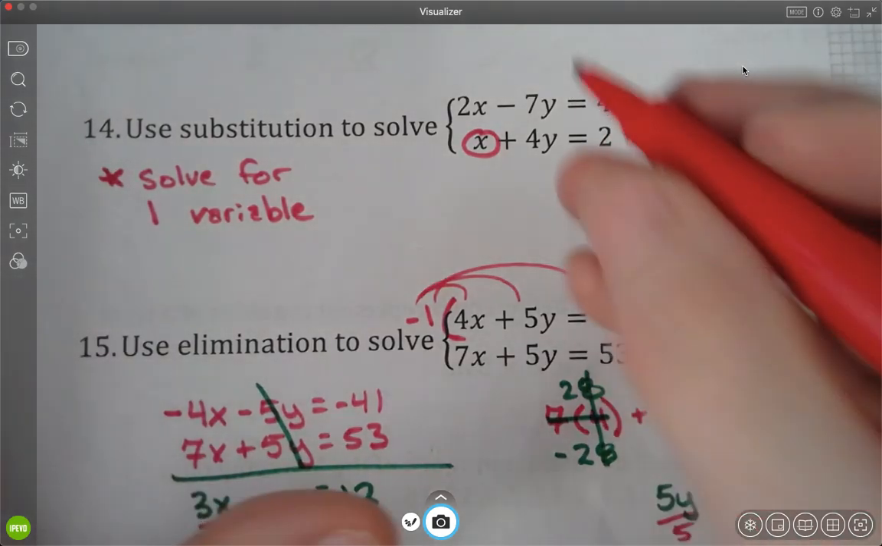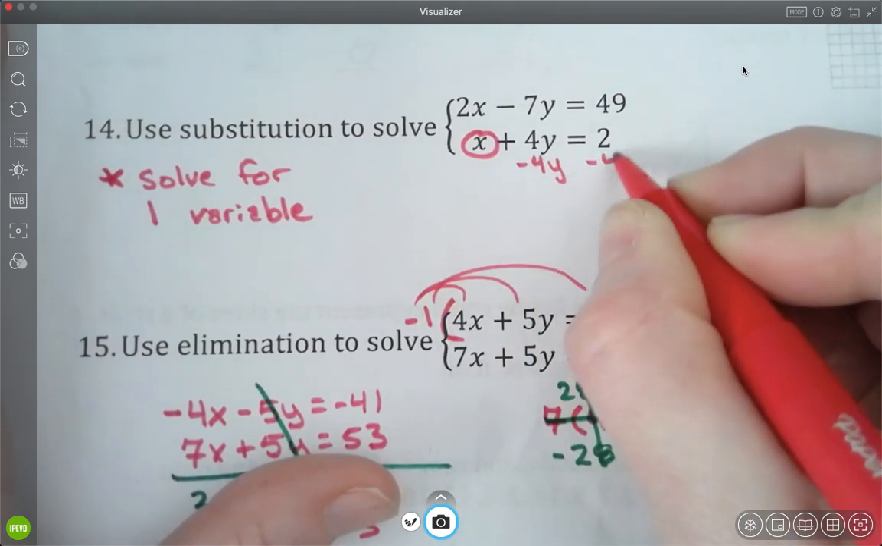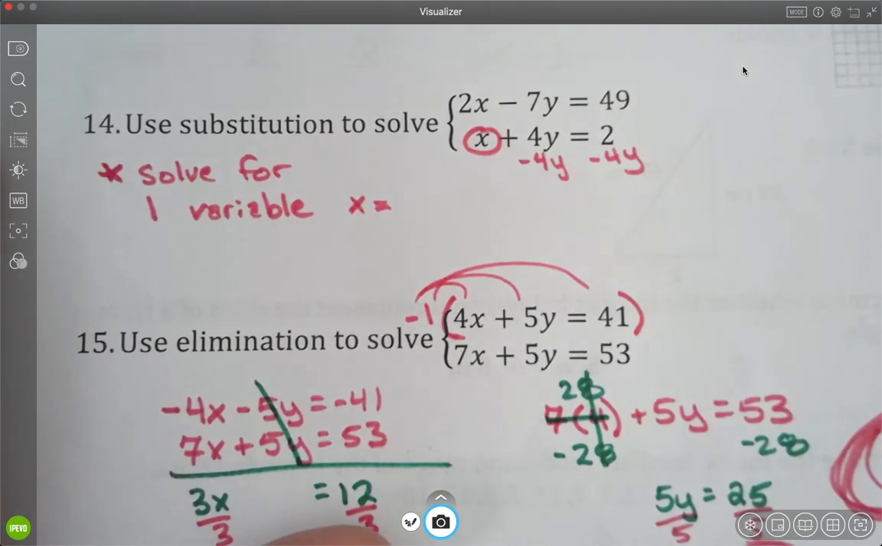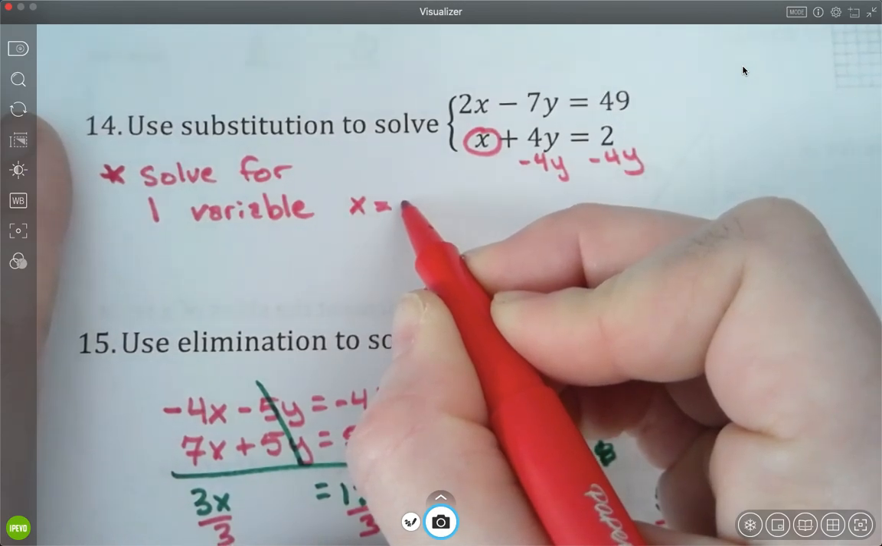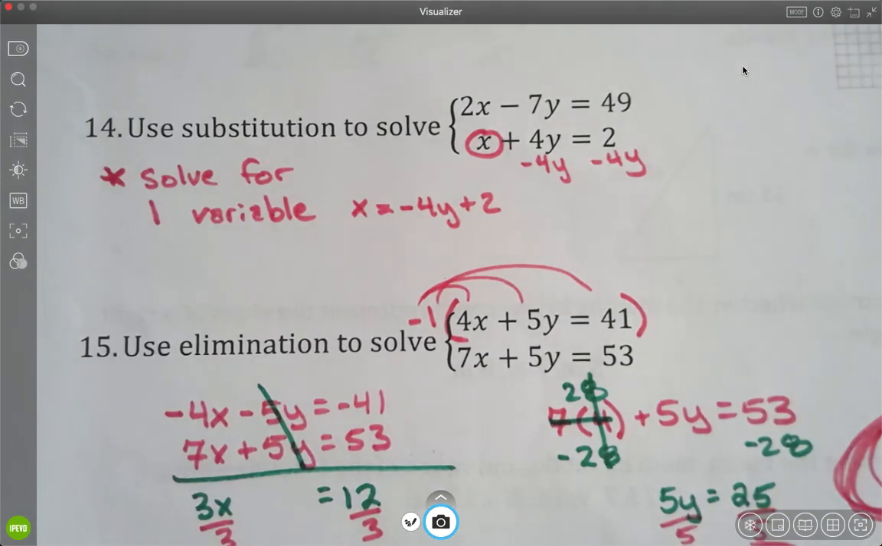So how do I get the 4y to the other side? Subtract it. Minus 4y, minus 4y. So x equals, can you subtract 4y from 2? No. So how do you write it? X equals -4y plus 2. Sure, that will work. All right, so there's that.